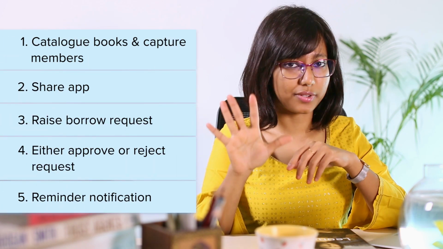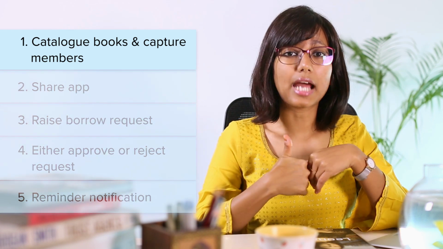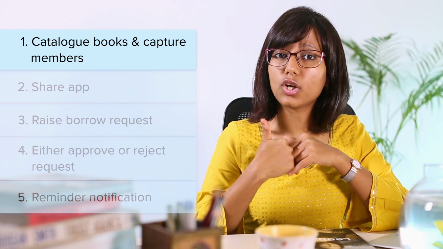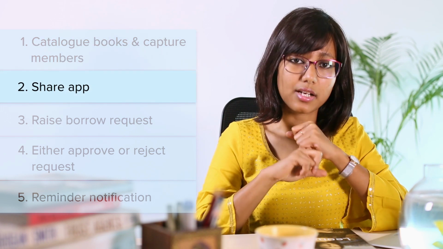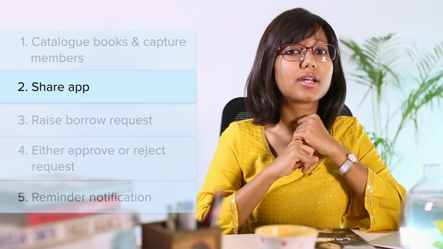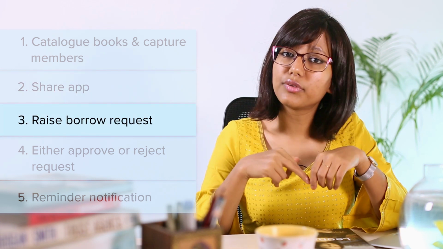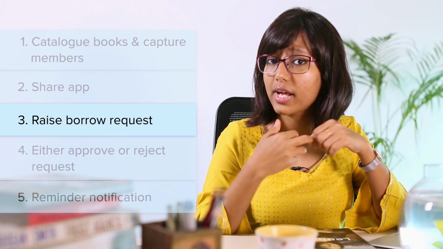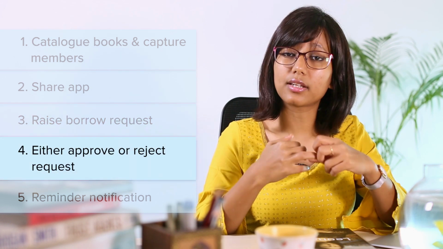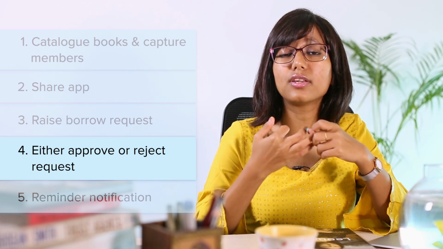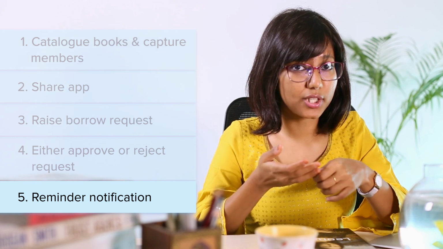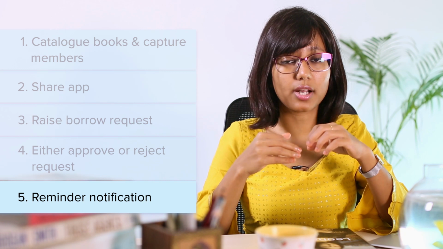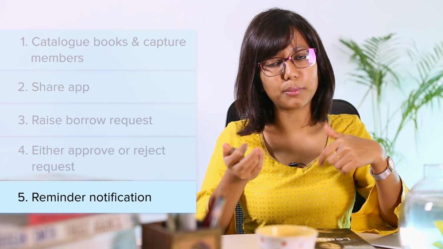Knowing this workflow, our basic library app today will have 5 essential features. The first feature is that we will catalog our books in a book database and also have a student information form where we will know all our members. The second feature is that we will share the app with the students so that they can browse through the catalog of books. The third feature is that the students can raise a borrow request for any book they want. The fourth feature is that the librarian will receive this request and he can either approve or reject the request. The fifth feature is that we will send notifications on the due date to all the members so that they don't miss out on the submission return date.